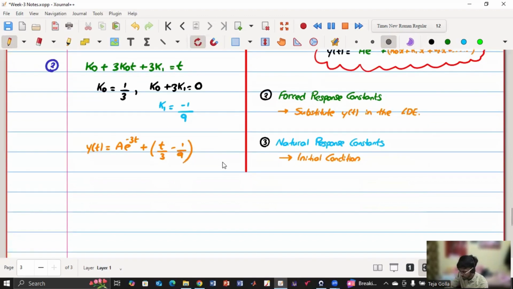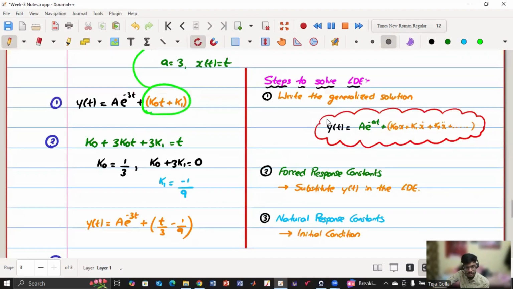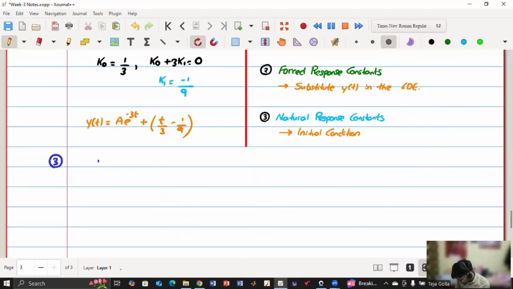Okay, so now what is the third step? To get the natural response constant A, using what? Initial condition. Initial condition y of 0 is 1, I think. Yes, y of 0 is 1. Very good. So the initial condition is y of 0 equal to 1.